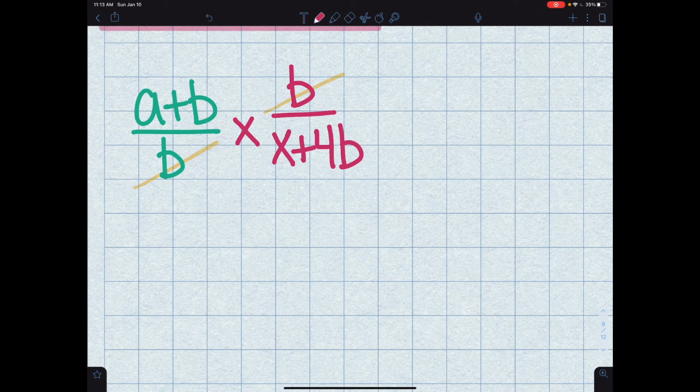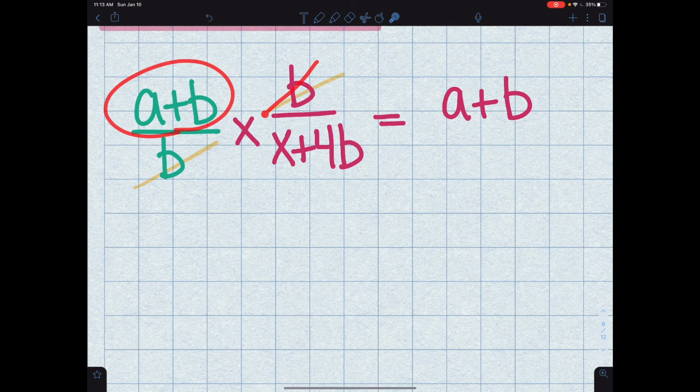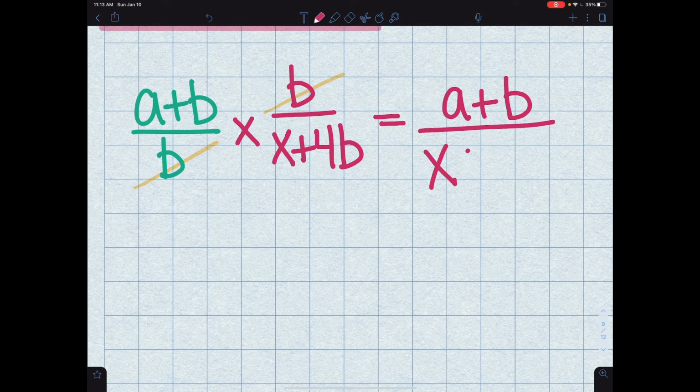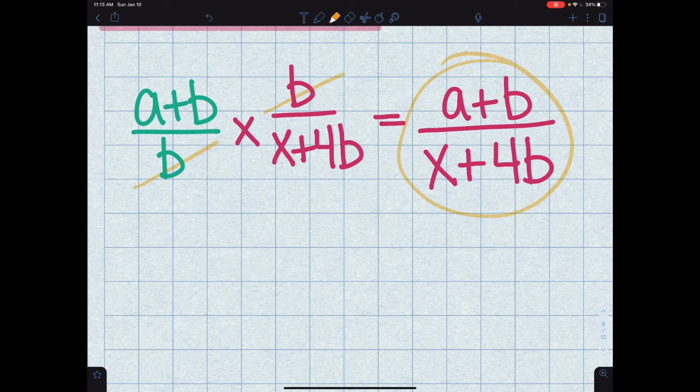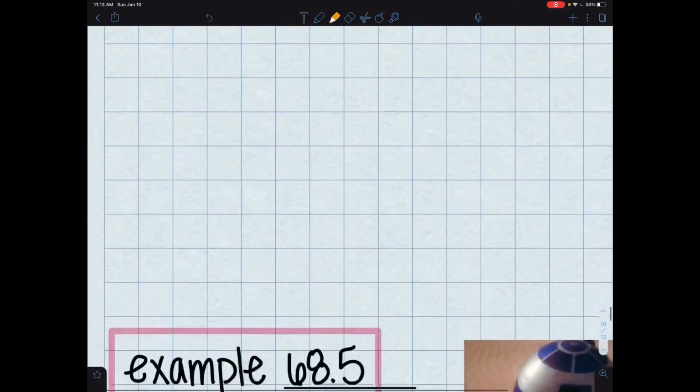Okay, so if I multiply that across, it's going to be a plus b for the numerator, because that's what's coming from here, and this is just crossed out now. And then on the bottom, we're going to have x plus 4b, and I can just ignore this b here because I already canceled them out. So now the answer is a plus b over x plus 4b, and that's the final answer. And at least now we don't have fractions on top of fractions. That's why it's simplified. All right, 68.5.